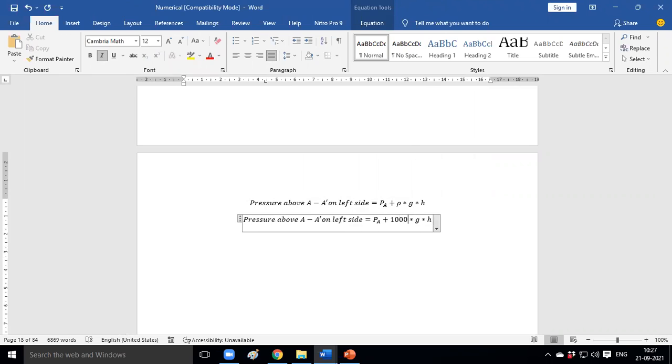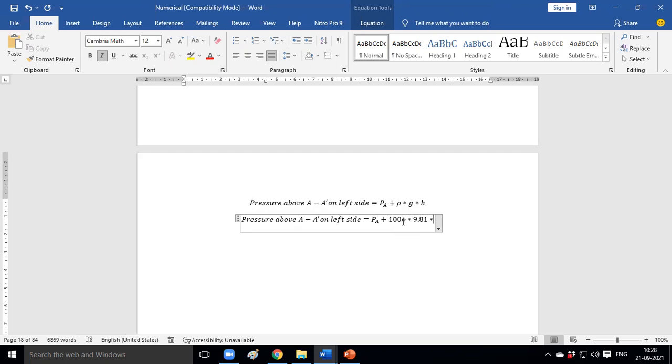What is the value of rho? 1000. Why is it 1000? Density of water is 1000. Yes, density of water is 1000. Again, we need to put the value of g. What is the value of g? 9.81. Correct. And what is the value of h?